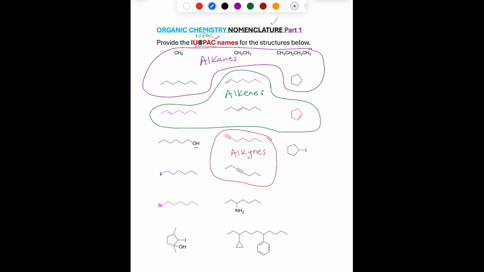This here has an OH group, and therefore it's an alcohol. These two have halogens, fluorine and bromine, and because of that, they're called alkyl halides. This is also an alkyl halide because it has iodine. It's a cyclic alkyl halide. This has an NH2, and therefore they're called amines.